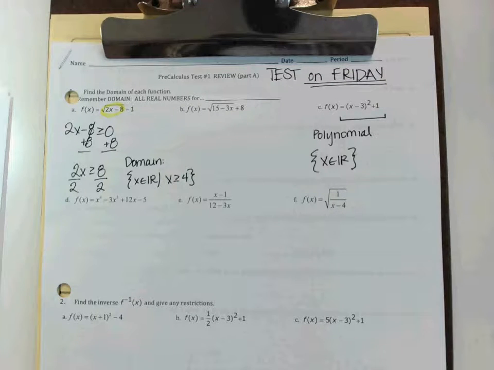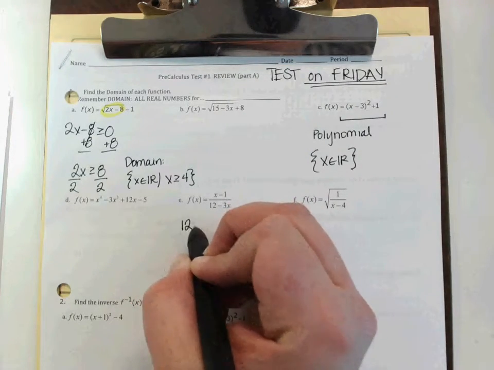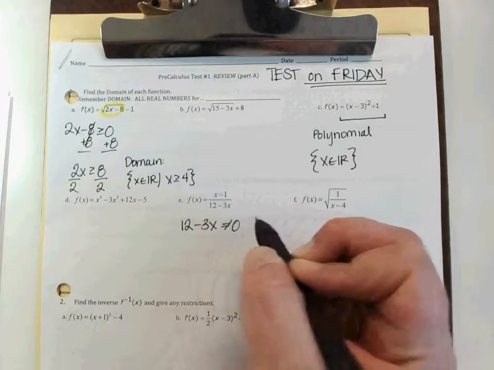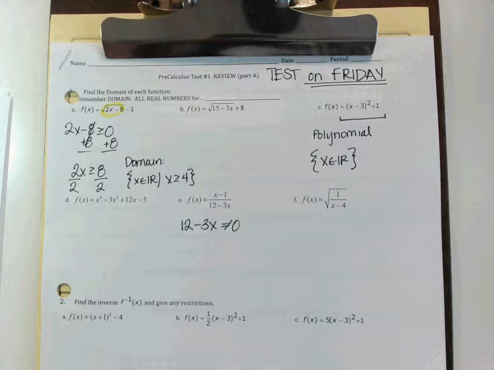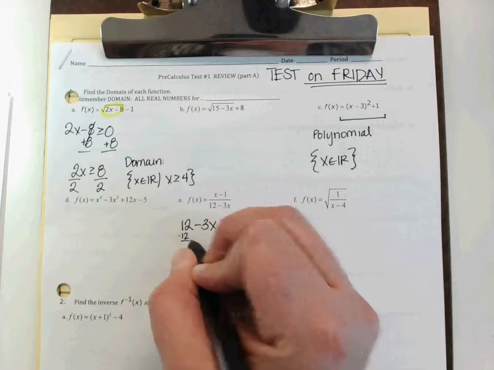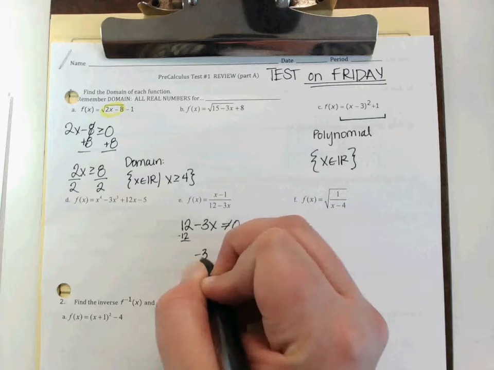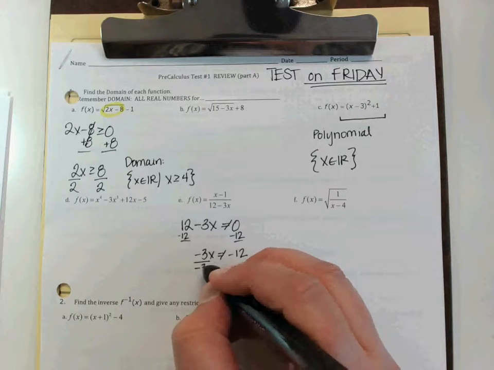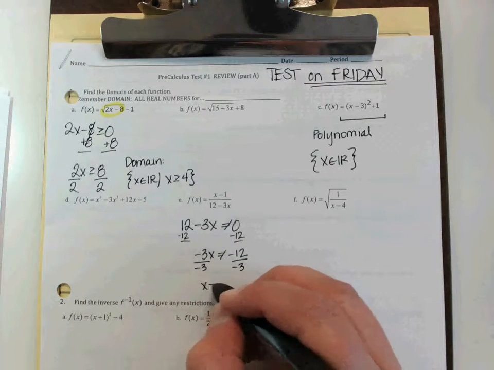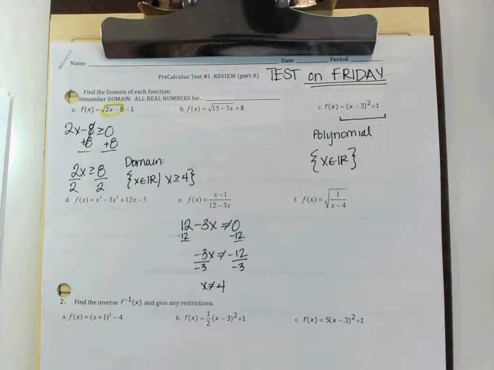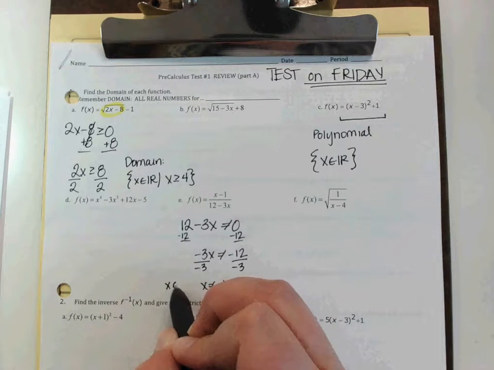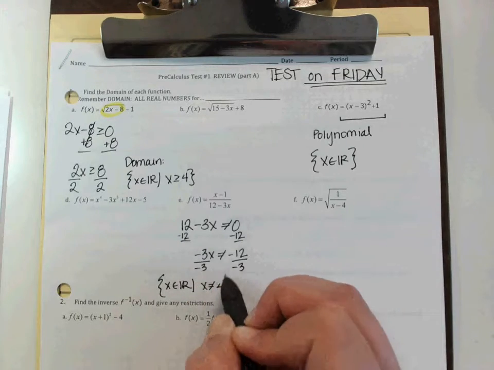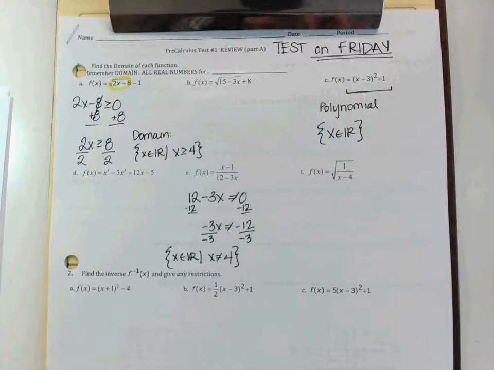Okay, so if it's a square root, you take the middle, greater than or equal to 0. What about for a fraction? What can you not divide by? 0. So you take 12 minus 3x. What is it not allowed to equal, we said? 0. Because I can't divide by 0. So if I get a 0 on the bottom, that's a problem. So I'm going to minus my 12 across. So I have negative 3x cannot equal negative 12. Good. Divide by negative 3. X cannot equal 4. Then x within all real numbers, x not equal to 4. That would be your domain.